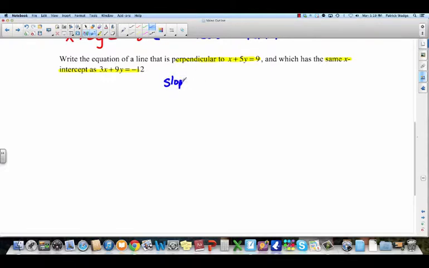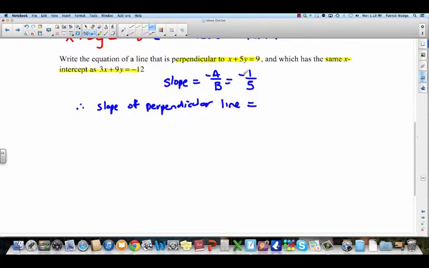So what's the slope of this line? Well, I know you like it. Let's use negative a over b. So that's negative, what's the a value? 1. And what's the b value? 5. Okay, therefore, the slope of a perpendicular line we want has to be the negative reciprocal. So the reciprocal would be 5 over 1, or just 5. And since this one's negative, we'd make it negative negative or positive. So we're interested in a line that has a slope of 5, and it has the same x-intercept as this one. So we need to figure out the x-intercept of that.